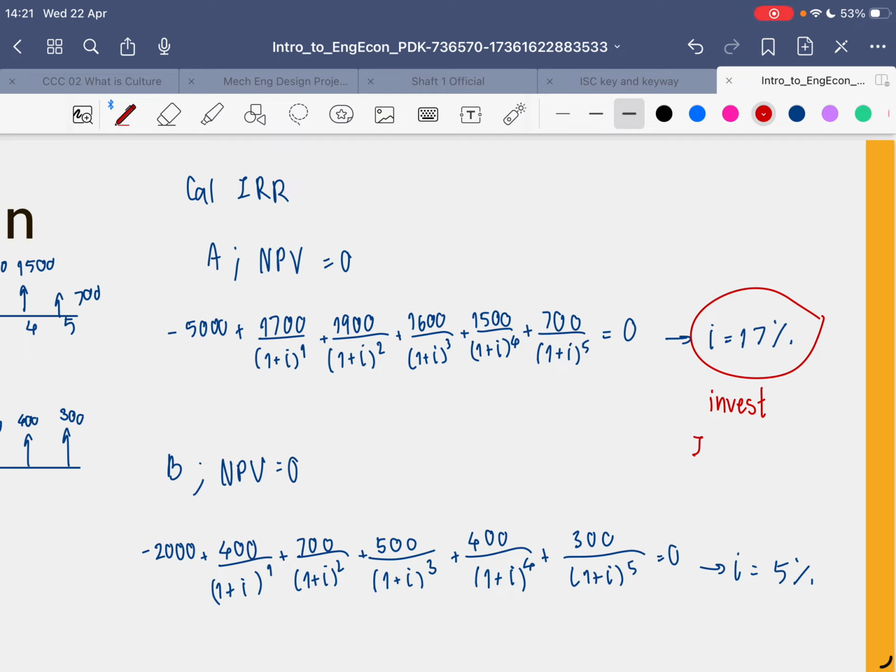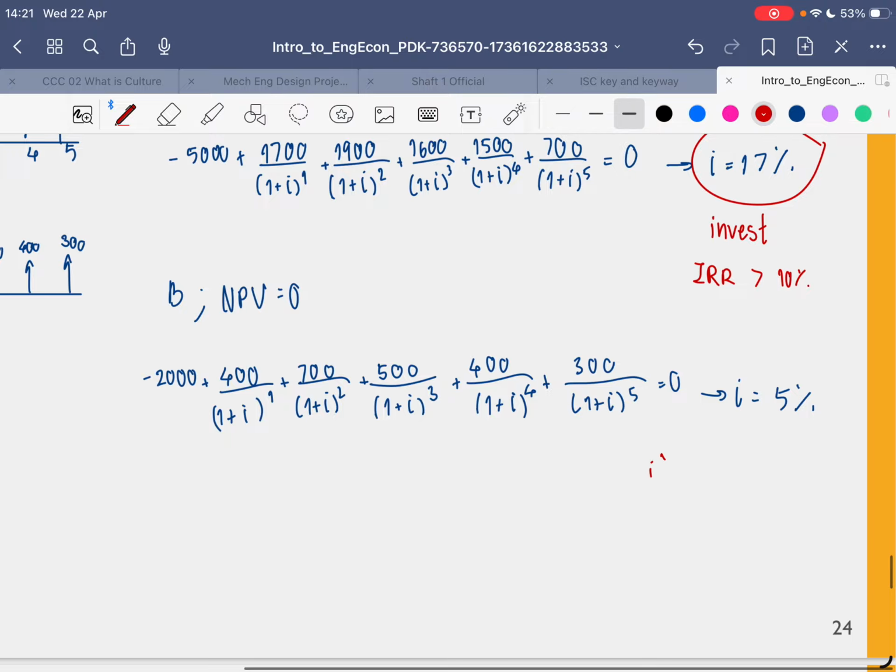But if your calculation shows that IRR of project B is 15%, you still want to invest in project B as well because the IRR of project B is higher than the cost of capital. Any questions?